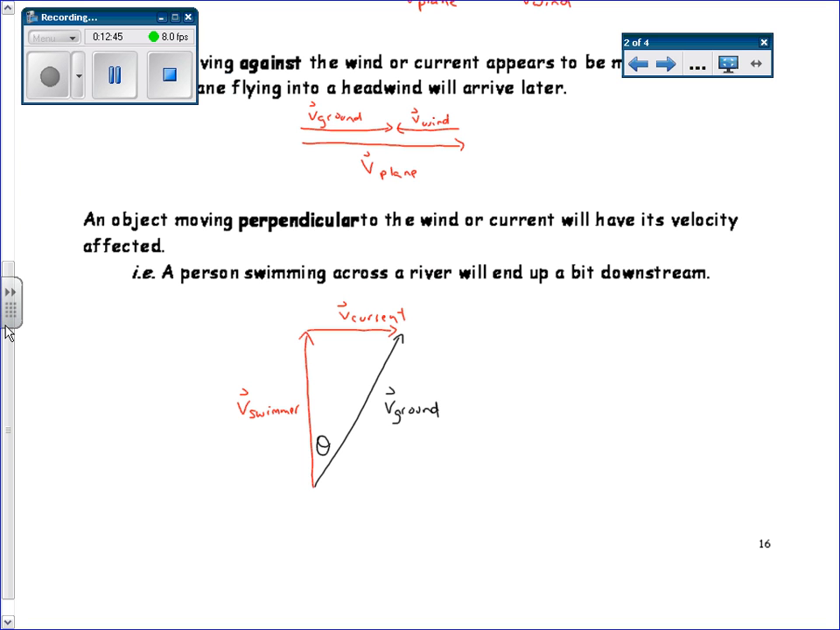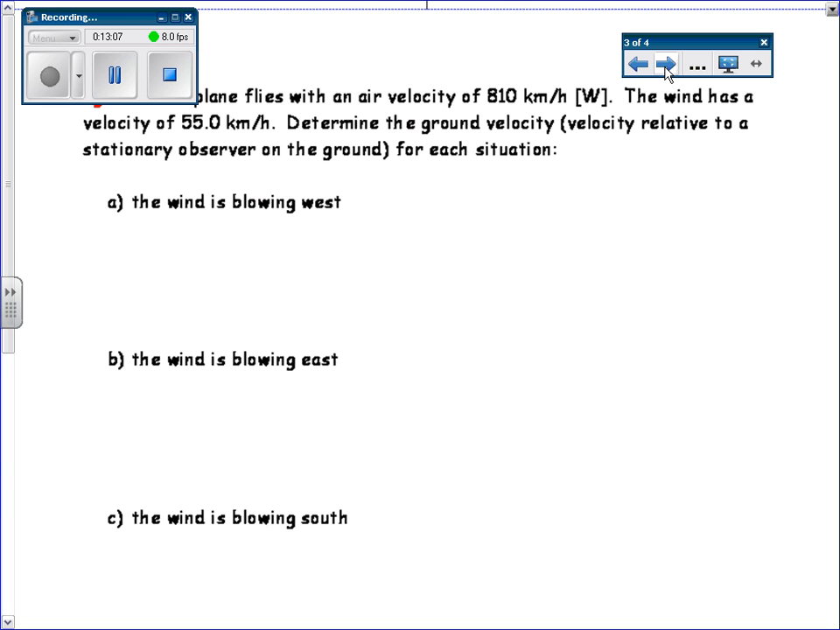And so that's called the velocity relative to the ground, or velocity relative to shore. It's relative to shore if you're talking about a river, relative to the ground if you're talking about a plane, but they both mean about the same thing. So we'll do a quick example that compares these three different situations.